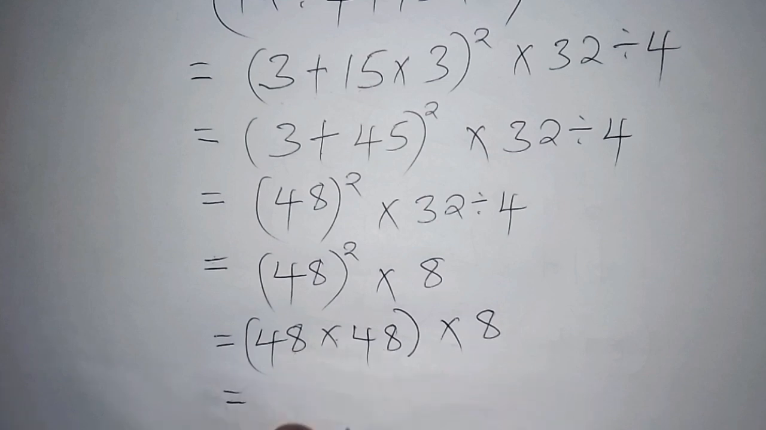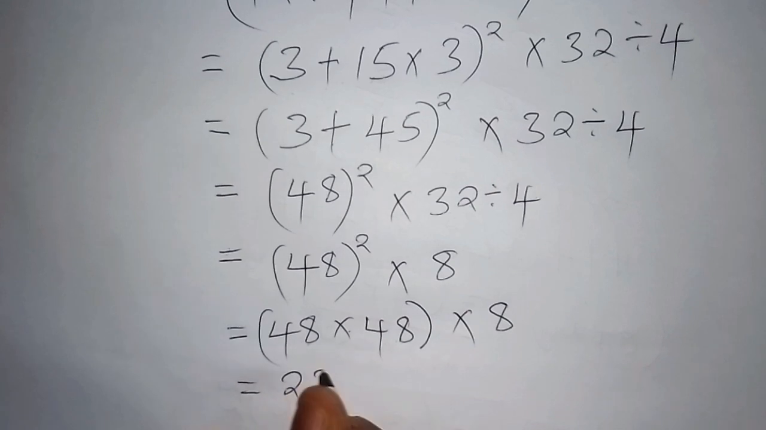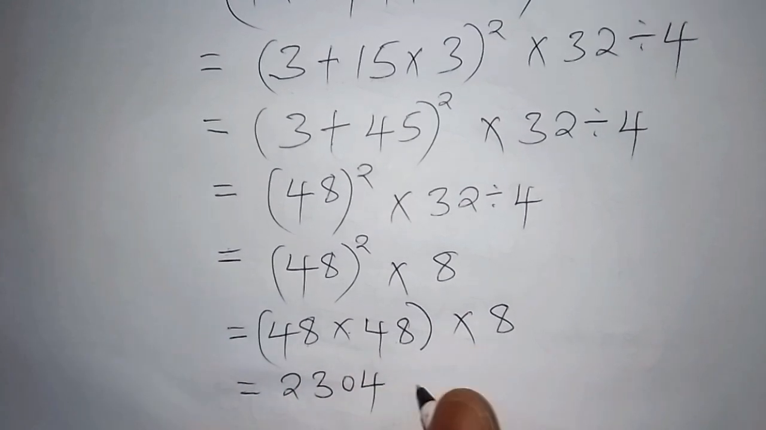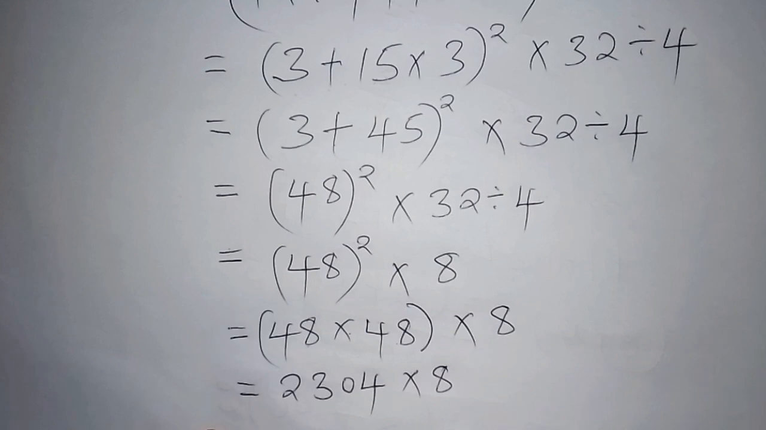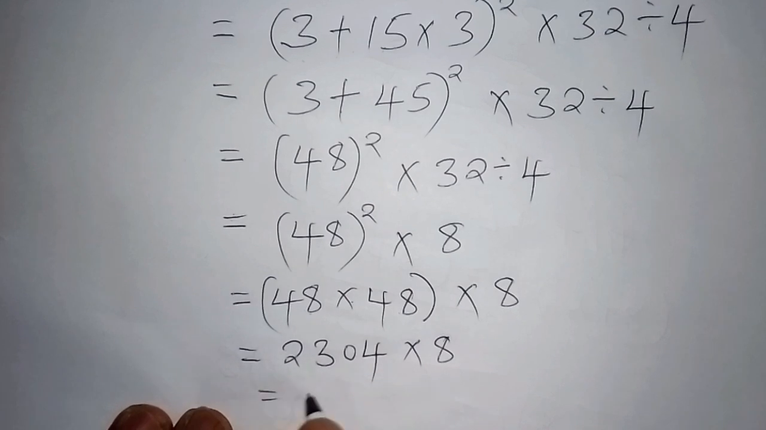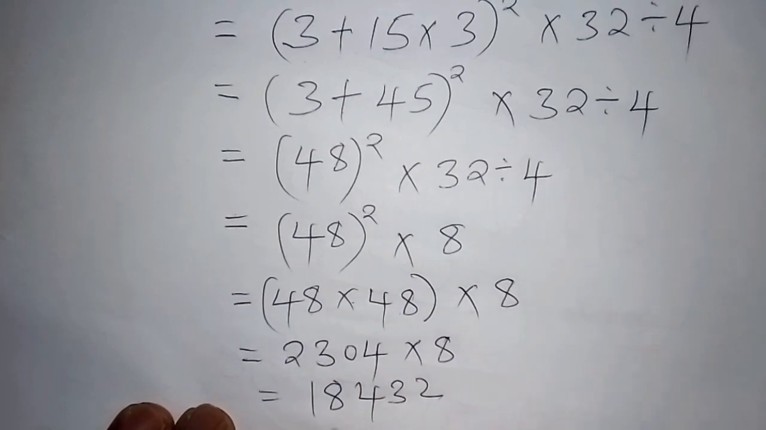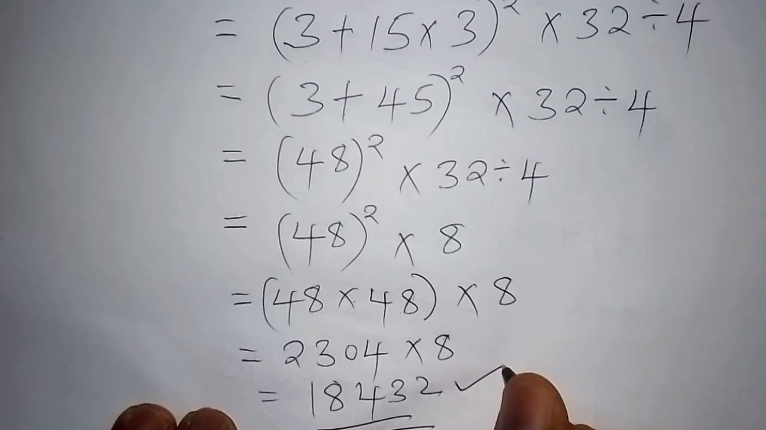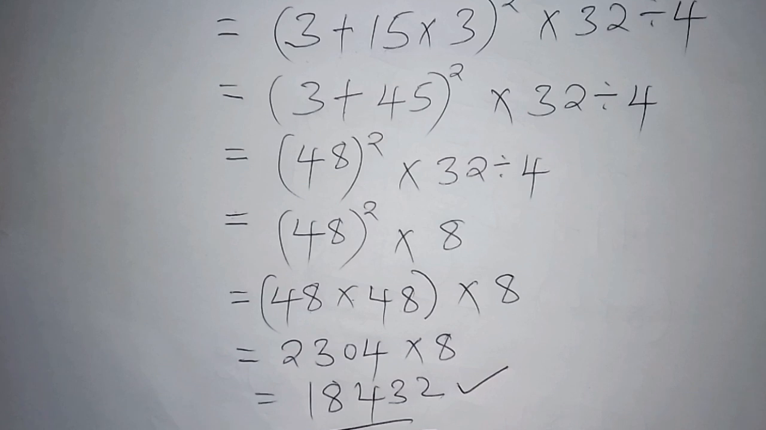When you multiply 48 times 48, I believe you've worked it out, we shall have 2304. Now we shall have 2304 multiplied by 8. So what is 2304 multiplied by 8? Our final answer will be 18,432. So that is why we call it the advanced order of operations. I believe you've got it that way and worked it that way.